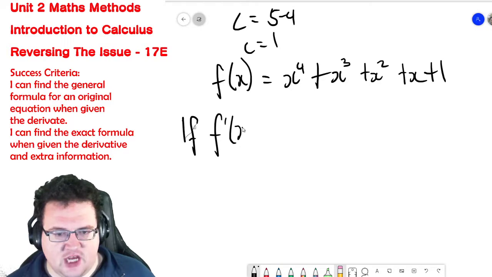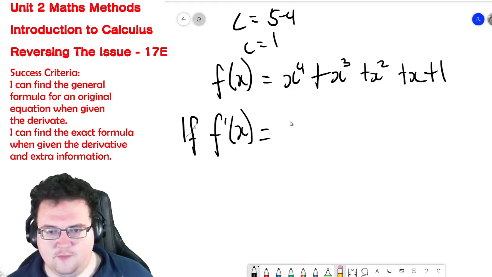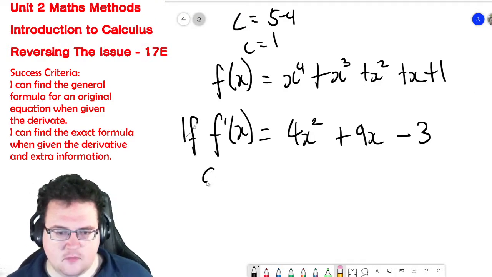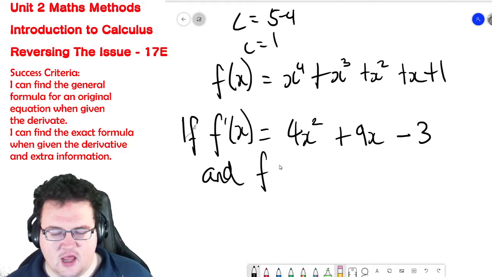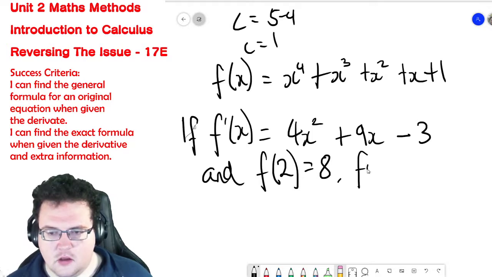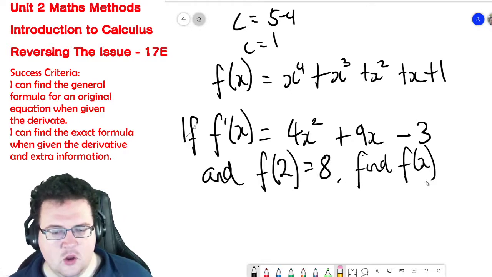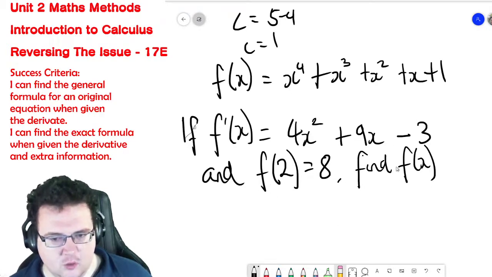If f dash x is equal to 4x squared plus 9x minus 3, and f of 2 is equal to 8, find f of x. So if f dash x is 4x squared plus 9x minus 3, then what have we got here?